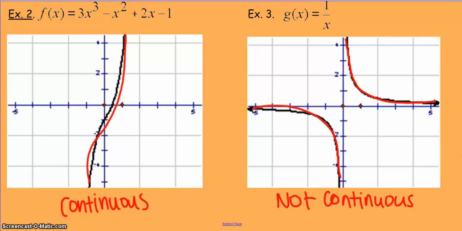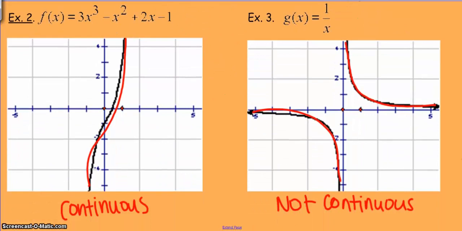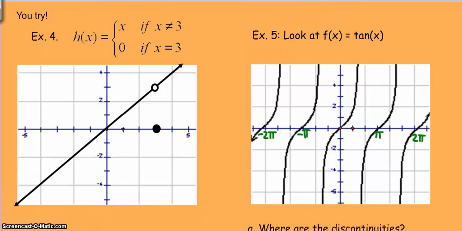And what type of discontinuity is this? Let's scroll back up and see what our options are. This is an infinite discontinuity because we have an asymptote. All right, so now you try these examples 4 and 5 and take a minute, pause the video, decide for yourself if it's continuous or if it's not continuous.